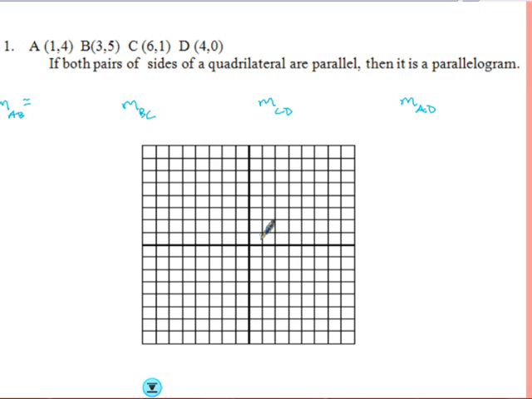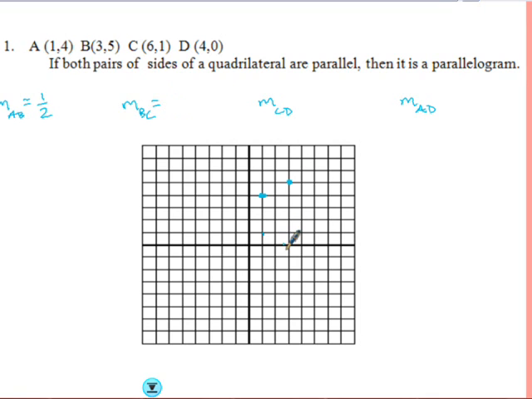So AB, A is (1, 4), so over 1, up 4. B is (3, 5), so over 3, up 5. Okay? So let's find the slope of AB. It's positive, and I can look right here and I can count and show that it's 1/2, or I can do the change in Y over the change in X and I get 1/2.